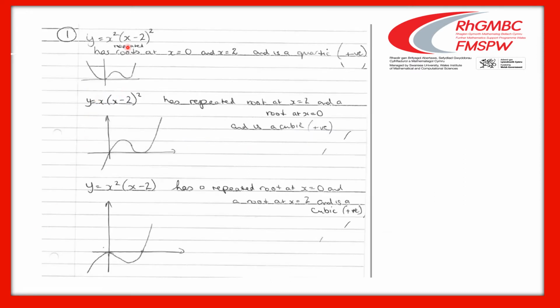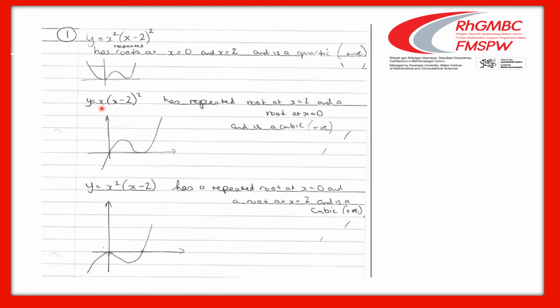So you can see here with the overall power in this first one being x to the power of 4, then it has to be that W looking shape. And it also ties in with the repeated roots at x equals 0 and x equals 2. Most definitely a quartic, or x to the power of 4.